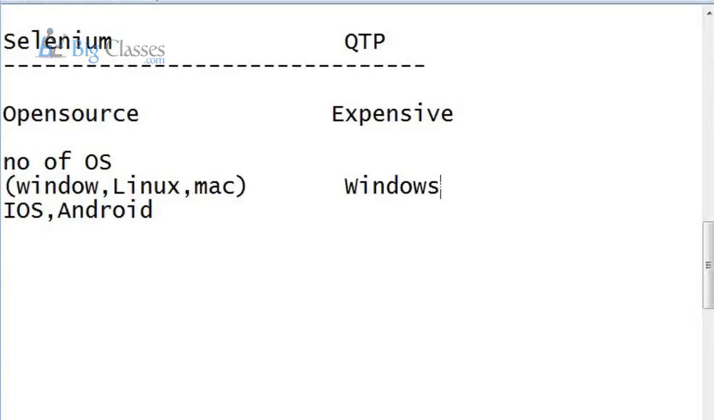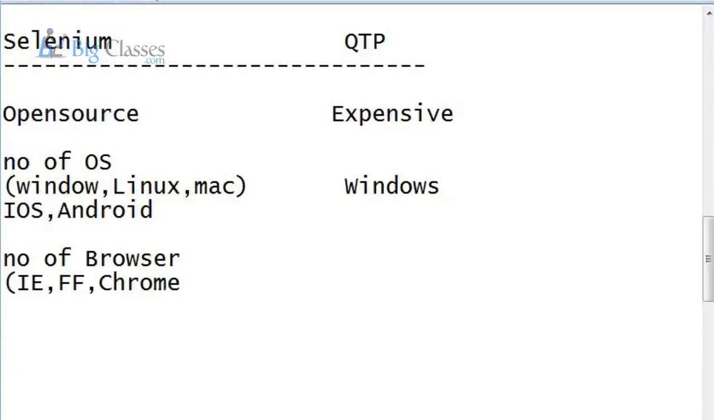Understand? Selenium can support a number of operating systems, as well as a number of browsers. That means it can support applications opened by IE, Firefox, Chrome, Safari, Opera, etc. Selenium supports almost all browsers, but mostly QTP supports two browsers, IE and Firefox.